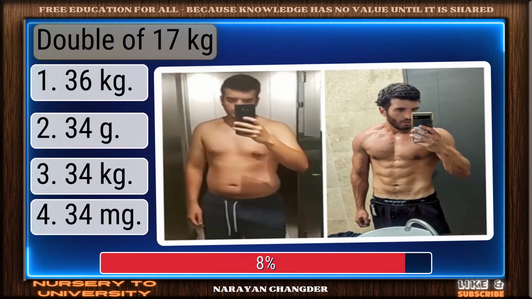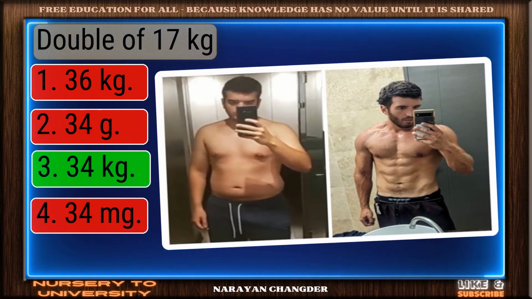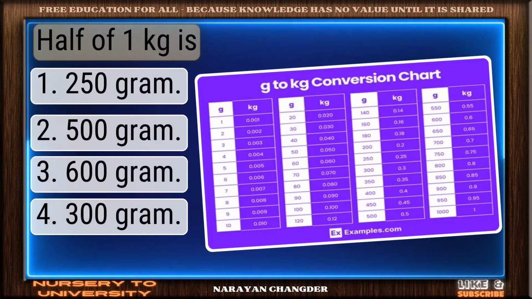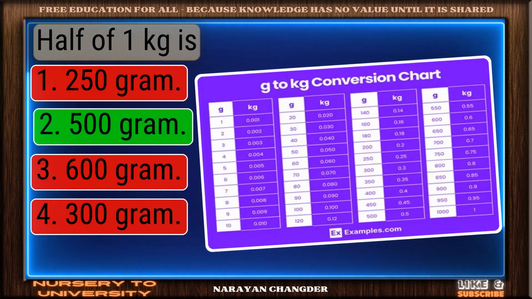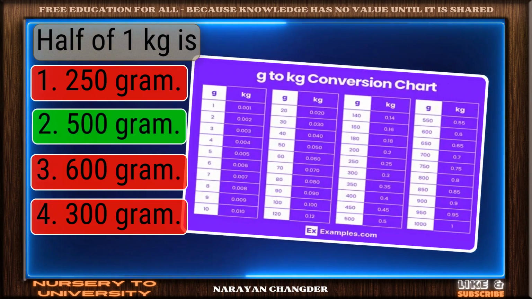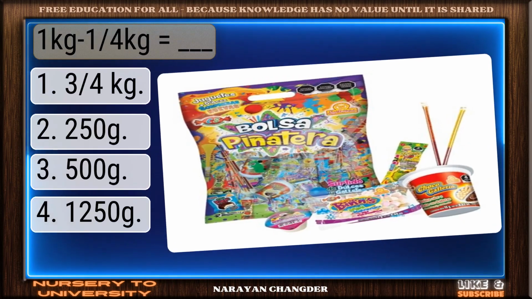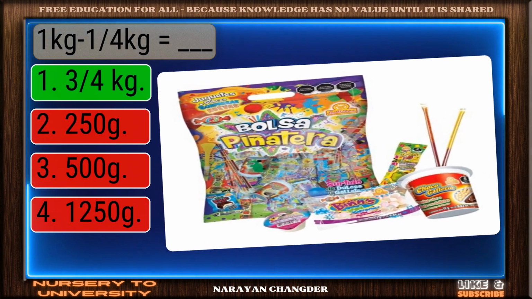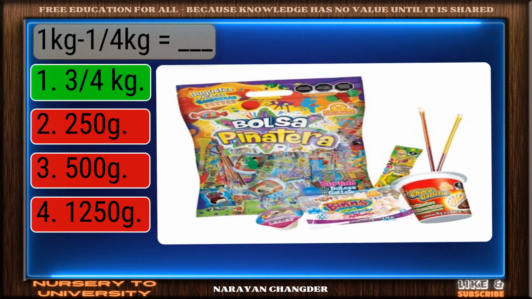Double of 17. Nice work. You chose 34 kg and it is correct. Half of 1 kg is? Clear logic. Your choice 500 gram is sound and 100% true. 1 kg for g equal to dash. Nice selection. 3.4 kgs is the correct and valid answer.